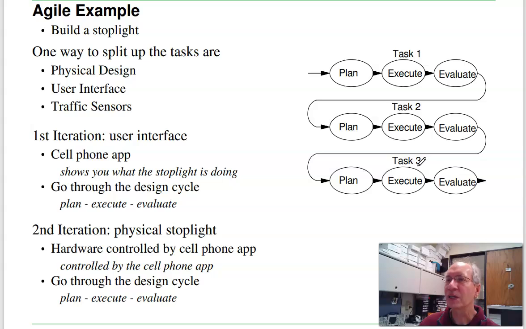An example of Agile would be like a stoplight. What I could do is, first iteration, I want to come up with a cell phone app that shows what the stoplight is doing and go through the design cycle. I'm going to have a circuit board, go through the green, yellow, red, talk to your cell phone. Second iteration, I'll have hardware controlled by the cell phone, go through the app. Keep on adding features as you go along.